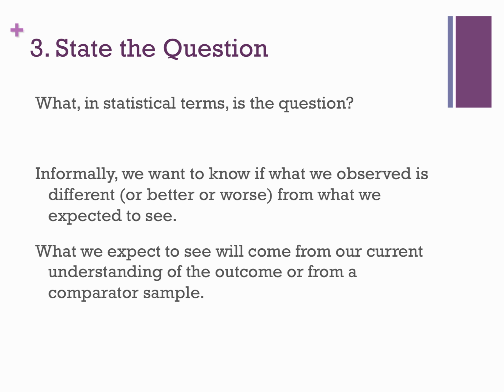Following that, we will state our question. So what in statistical terms is the question? Informally, we want to know if what we observed is different or could be better or worse from what we expected to see. What we expect to see will come from our current understanding of the outcome or from a comparator sample. So when you design your study or when you think about your research question, you have an understanding of what is currently assumed to be true.